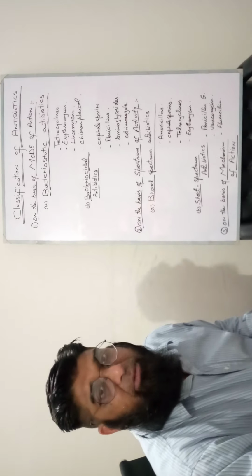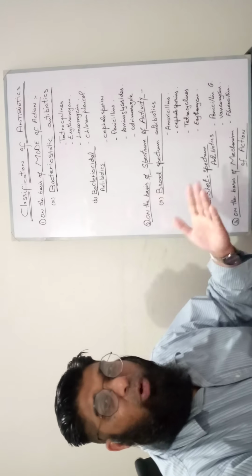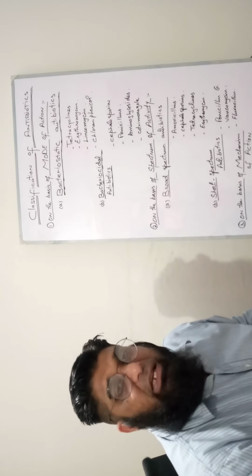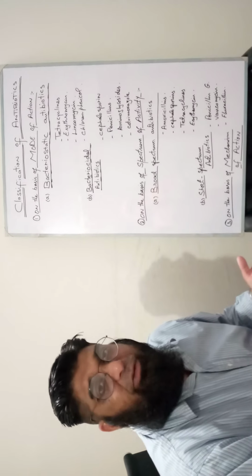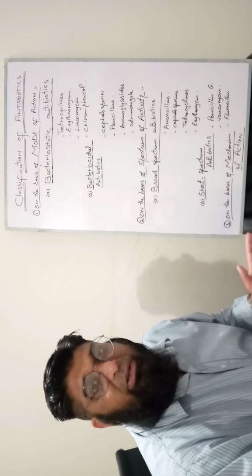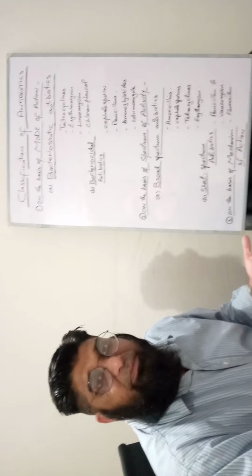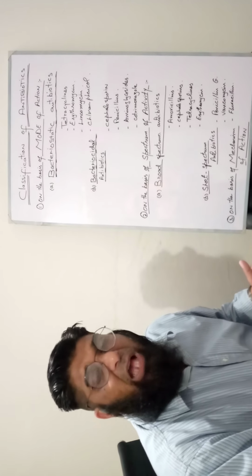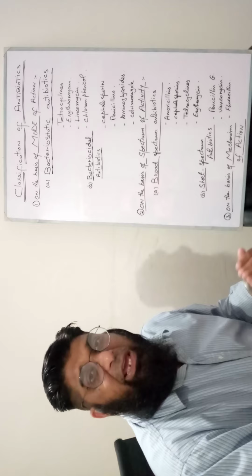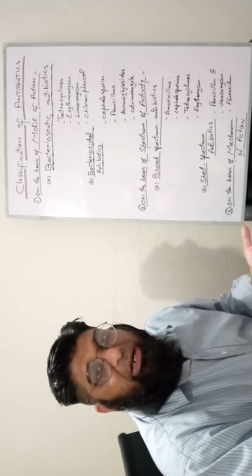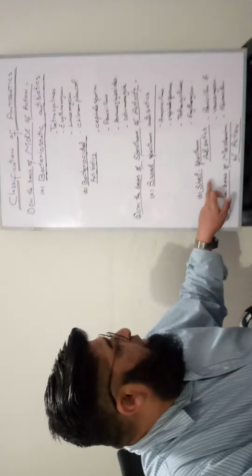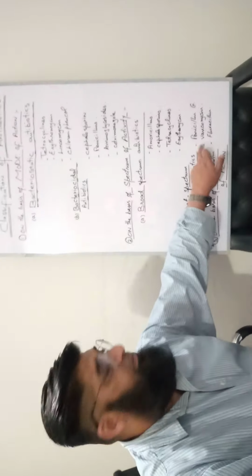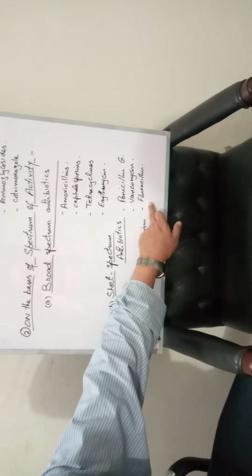For example, some antibiotics are effective against only gram-positive bacteria. Some antibiotics are specific only against thermophilic bacteria. Some antibiotics are effective only against mesophile bacteria. So short spectrum antibiotics include penicillin G, vancomycin and fluoxetines.